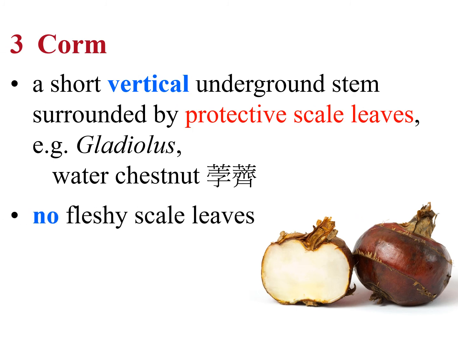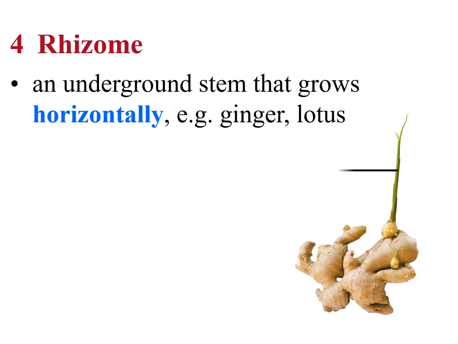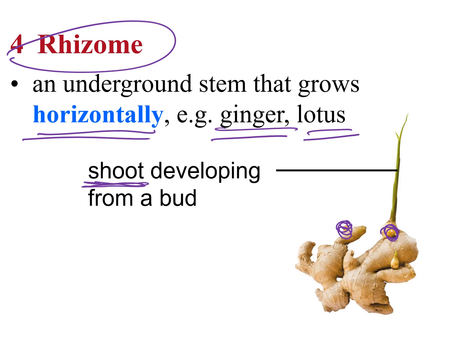Another type is called the corm. For example, you have some water chestnuts, 馬蹄 as an example. So they don't have fleshy leaves inside, but actually inside is very 爽口, very fresh. Alright. Last but not least, we have the rhizome. They grow horizontally under the ground as a stem, such as for example 薑, or lotus 蓮花. Alright, so as usual, you can see some bud on top of the underground rhizome. It will grow out to form shoot later on.